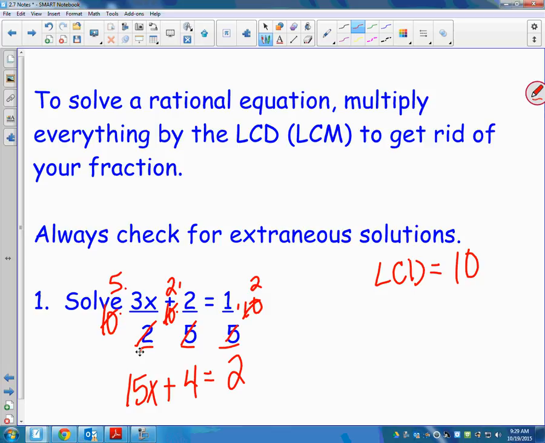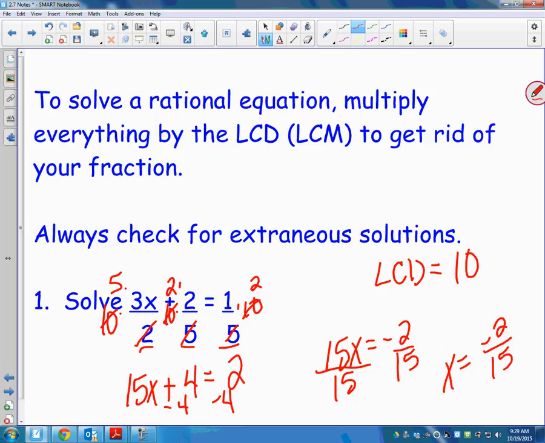If you see a problem with fractions in it and you don't want to deal with fractions, you're allowed to multiply in an equation, right? The multiplication property says that we can do that. And now that's really simple and quick to solve. You don't have to think about it. You don't have to worry about a calculator to do that. You can just subtract 4, and you can say 15x equals negative 2. Divide by 15. And I get negative 2/15. I'm going to leave it as negative 2/15.